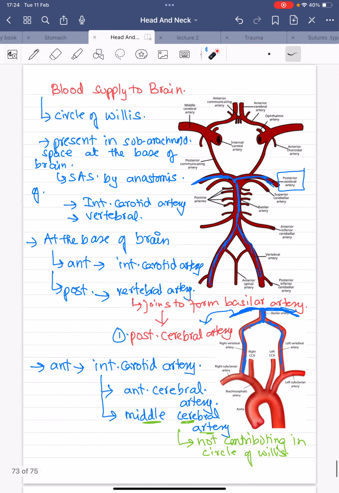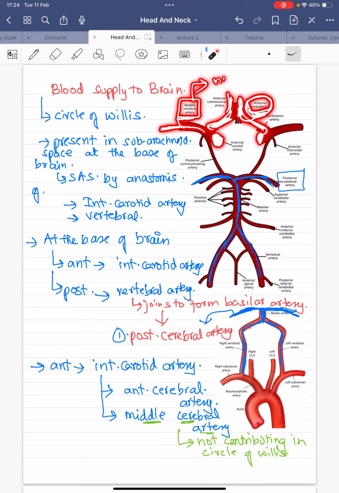See here in this picture, this is your internal carotid artery, and this is the branch which is going anteriorly. This is your anterior cerebral artery. This anterior cerebral artery comes out directly from the internal carotid artery. Then it gives this branch, your middle cerebral artery. But this middle cerebral artery is not contributing to the circle of Willis. Please remember, it is not contributing.